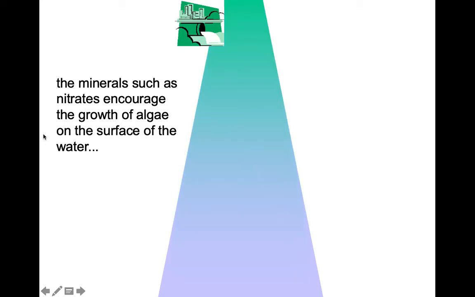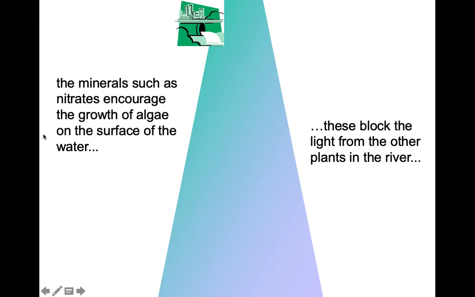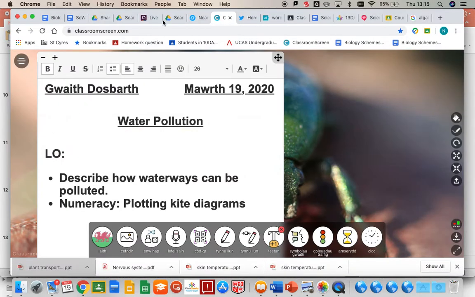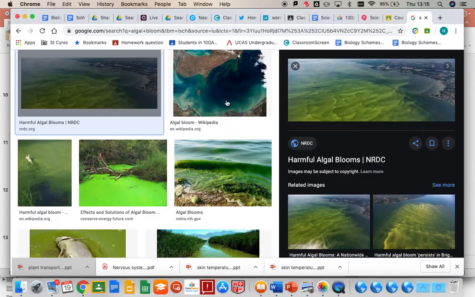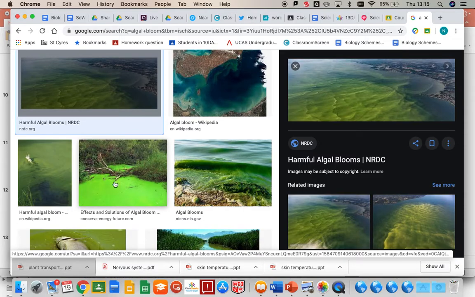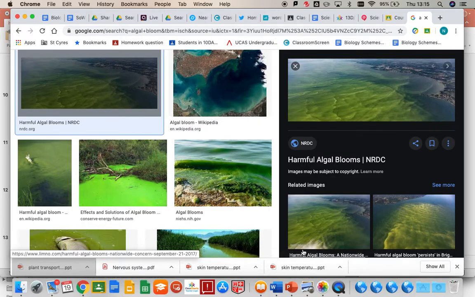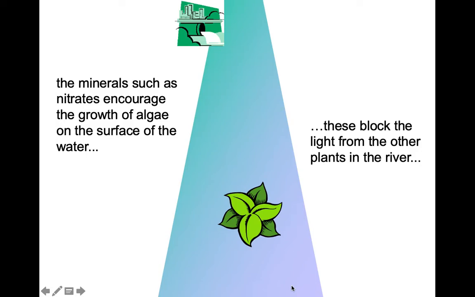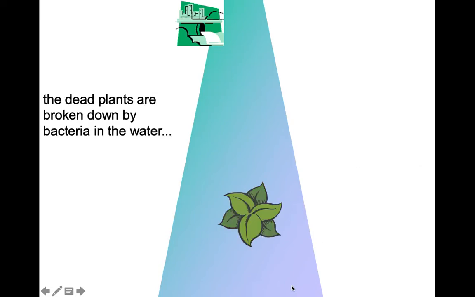So we have vast numbers of algae building up, and they block the light from reaching the other plants which are in the river as well. Here are a couple of images of algal blooms, so you can see not much light could get through that, and everything underneath it would die. Also the algae themselves have a very short life cycle, so they die as well.